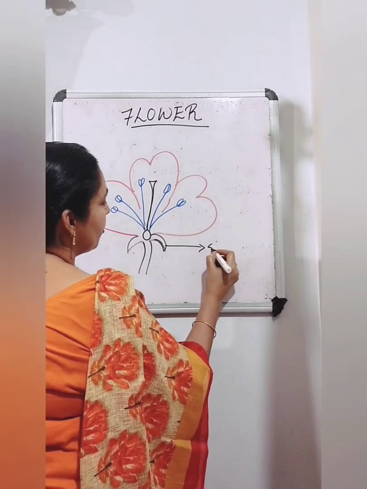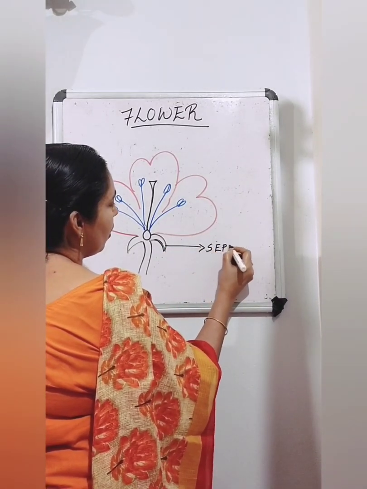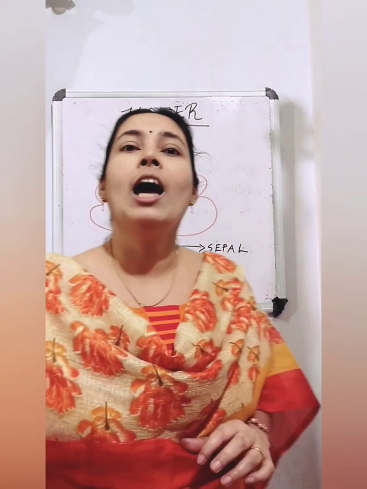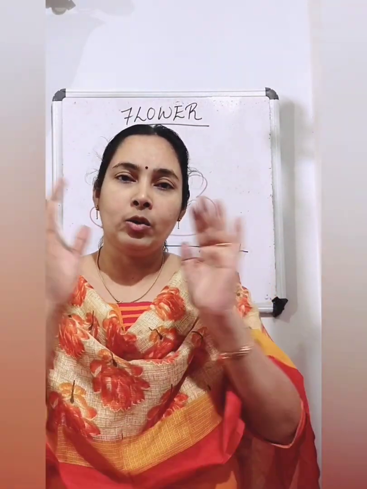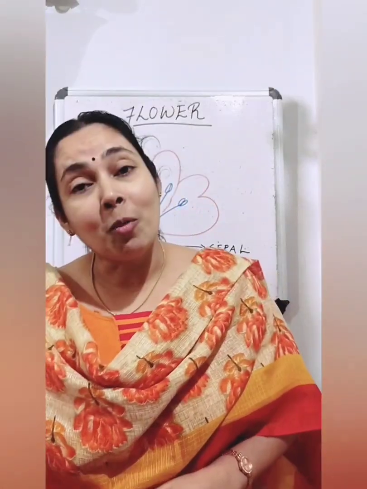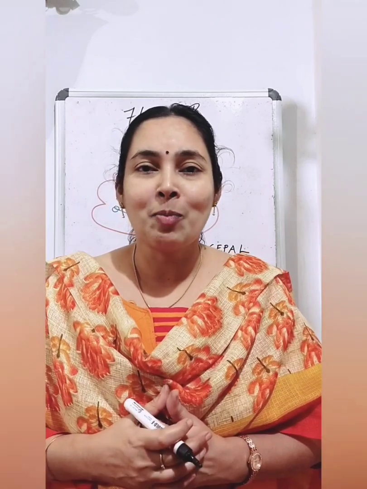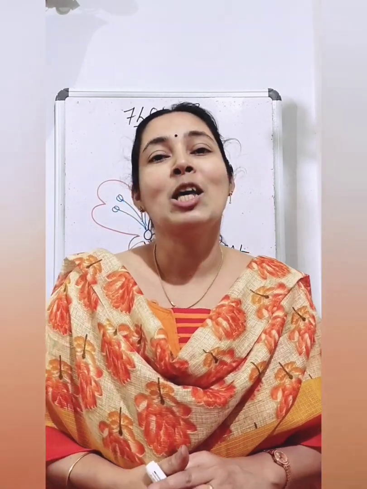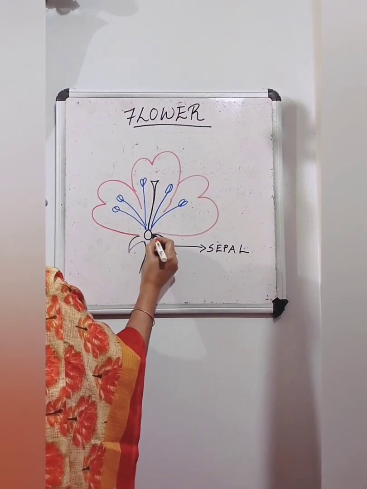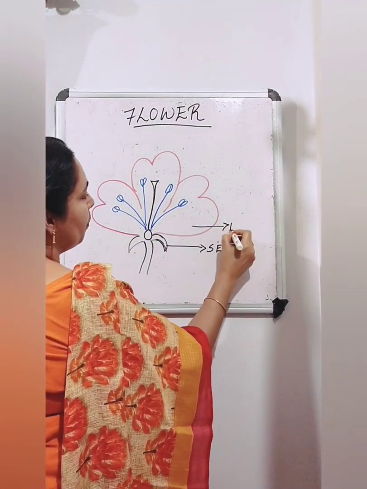And what is the name of that part? That is called sepal. And that is green in color. And what's its function? It gives protection to the flower in the bud stage. So the outermost part is sepal. Then which is the next part? Next part is petal. So here the outermost part is sepal. The next part is petal.